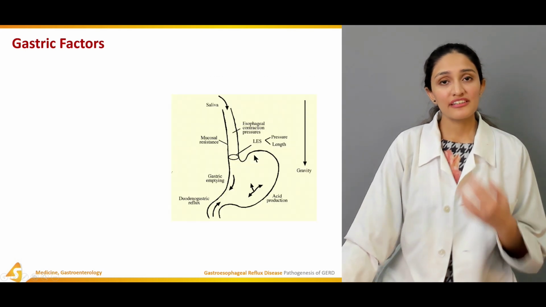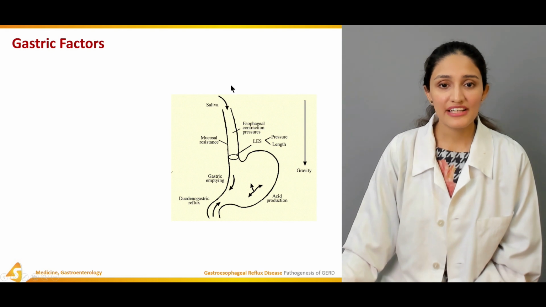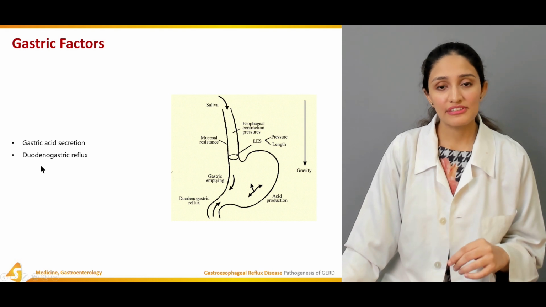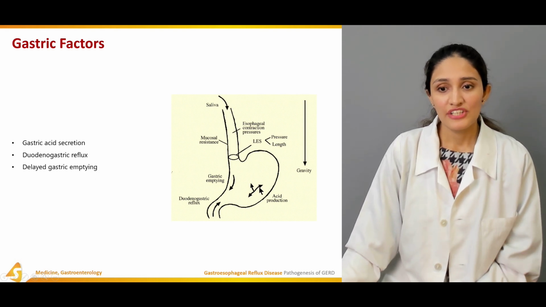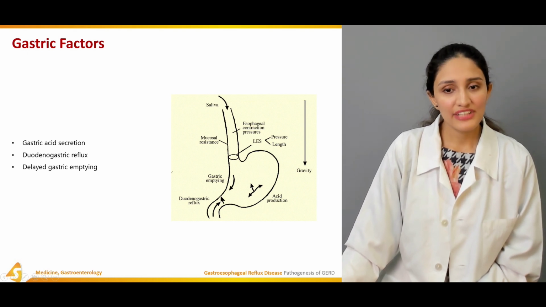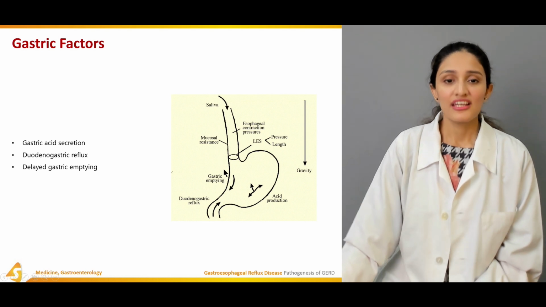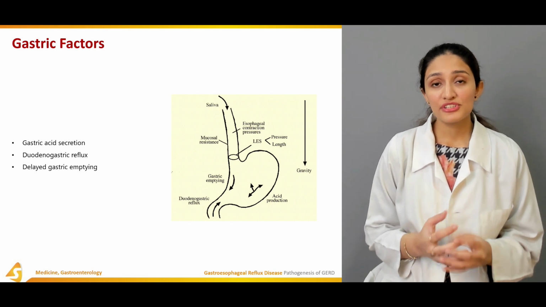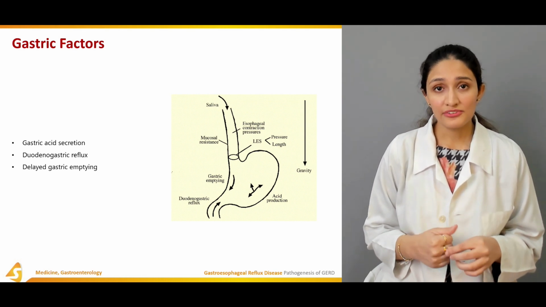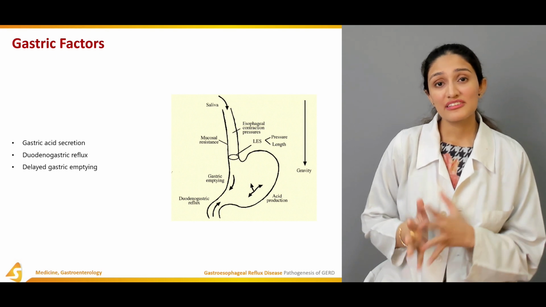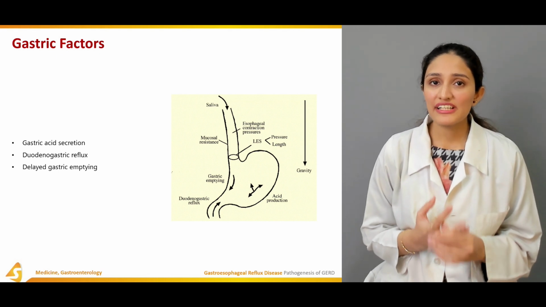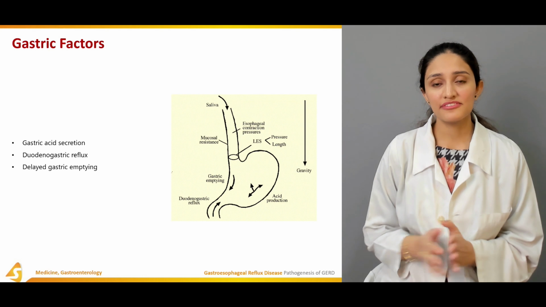Lastly, we're going to be studying the gastric factors. The gastric factors depend on the gastric acid secretion, the duodenogastric reflux, and the delayed gastric emptying. So the acid production in the stomach, then the duodenogastric reflux and the gastric emptying. If we talk about gastric acid secretion, acid and pepsin producing esophagitis are very harmful for the esophagus. This is the complication of reflux. Acid alone does not have a very harmful effect; it has a very minimal effect on the esophagus.